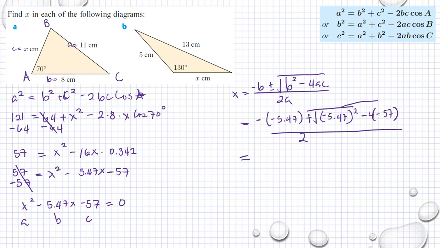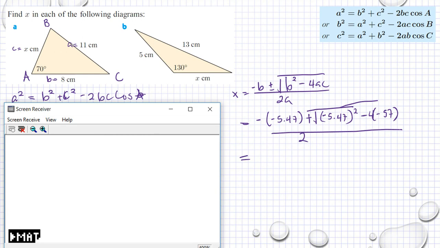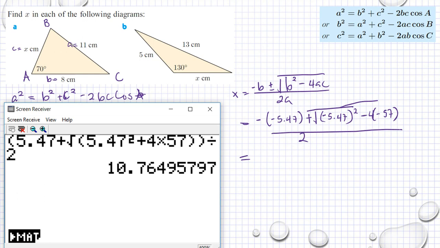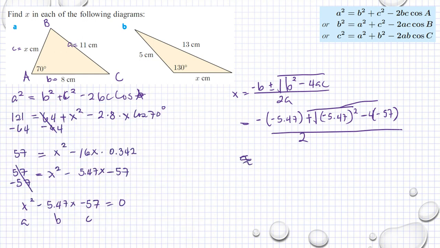Okay, putting that in our calculator, negative negative is positive, so we have 5.47 plus the square root of 5.47 squared minus, or that is plus now, plus 4 times 57, divided by 2. Then we have approximately 10.8 centimeters, to one decimal place.